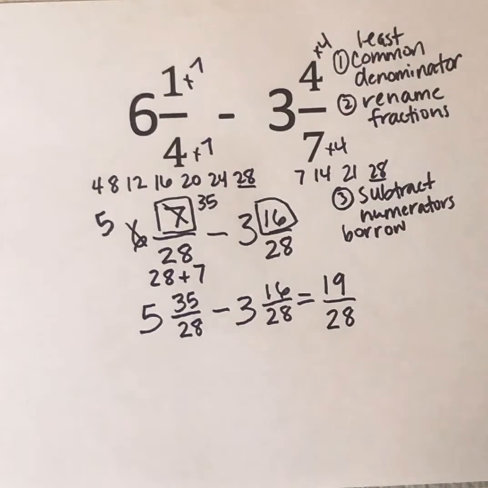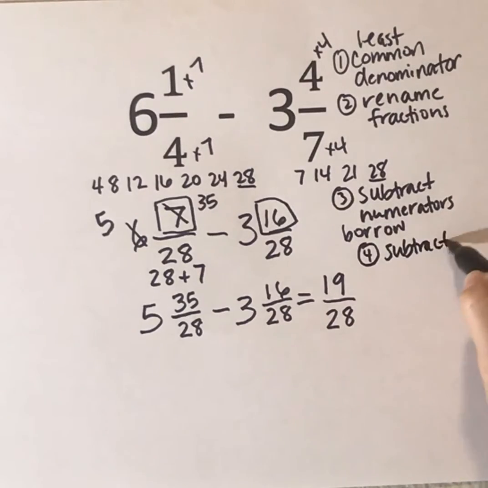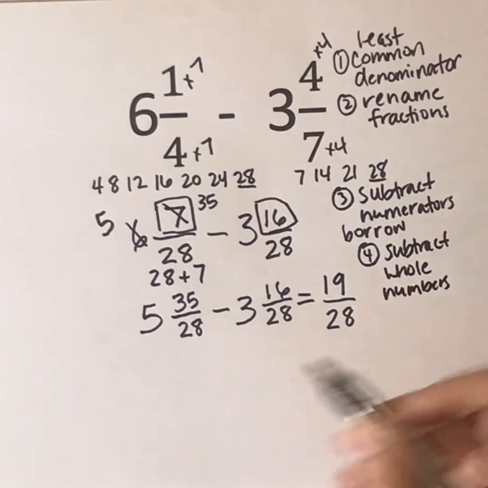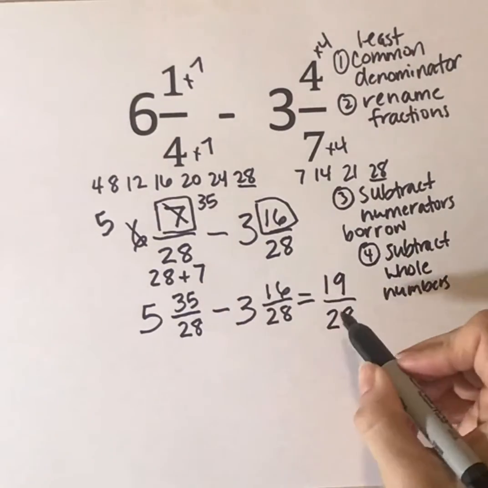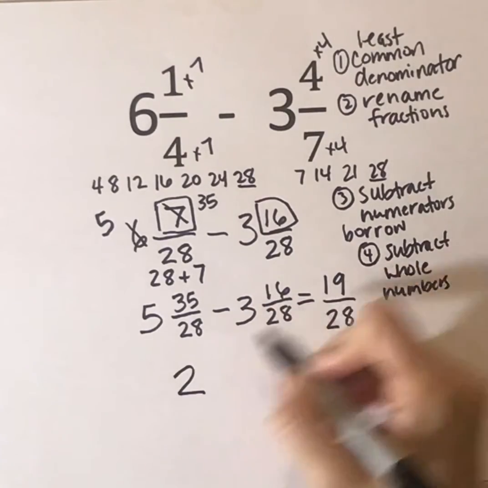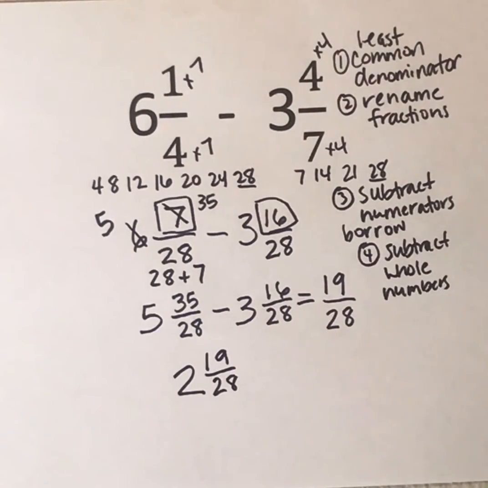The last step is, don't forget to subtract your whole numbers. So to subtract my whole numbers, I'm going to do 5 minus 3, which is 2. So then I have 2 and 19 28ths.